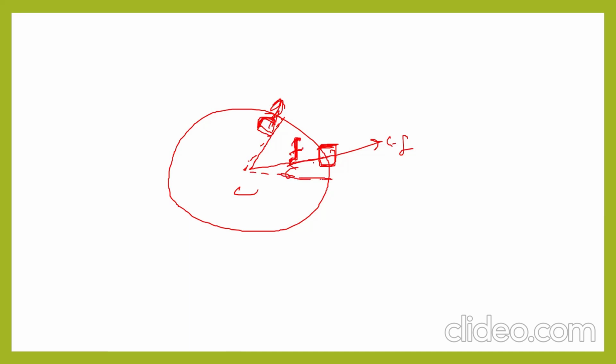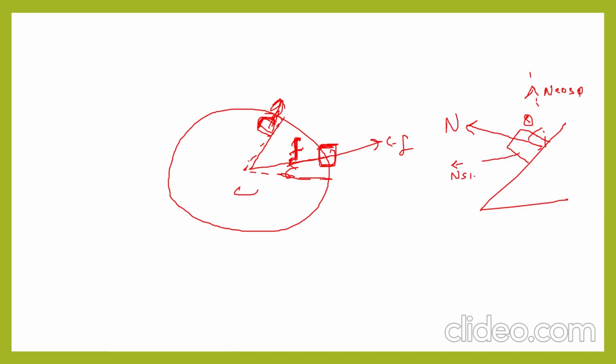Now you raise it a little bit. Then what will happen because of this? Normal component like this will support you, and cos theta. Centrifugal force, friction will be parallel. Here. So if you look at it, I will stop here. Is it clear to you?